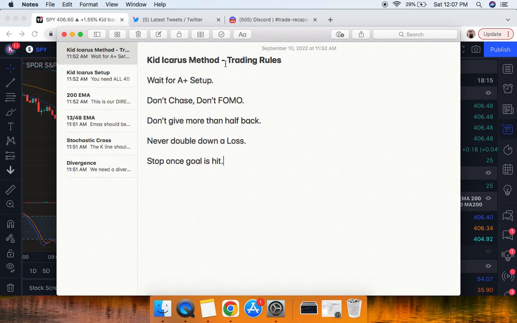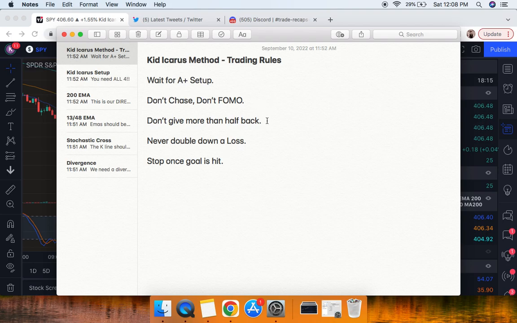So number one, wait for an A plus setup. I am only trading this setup, period. Second, don't chase, don't FOMO. If you missed it, you missed it. It will happen again. These only happen maybe a couple, 2 or 3 times a day, but that's okay. There will be another one.